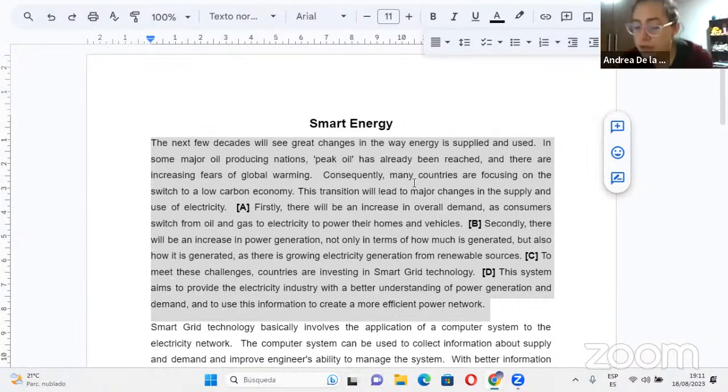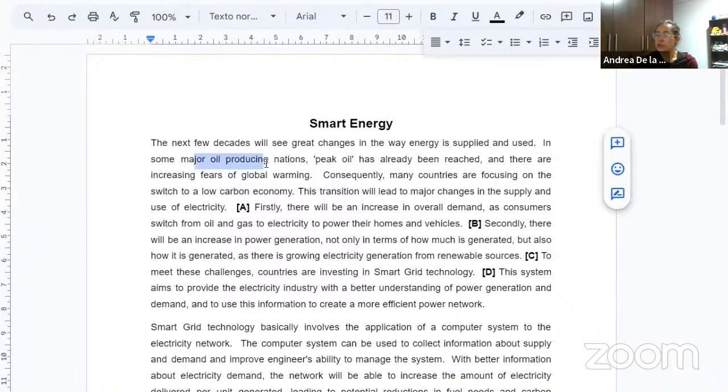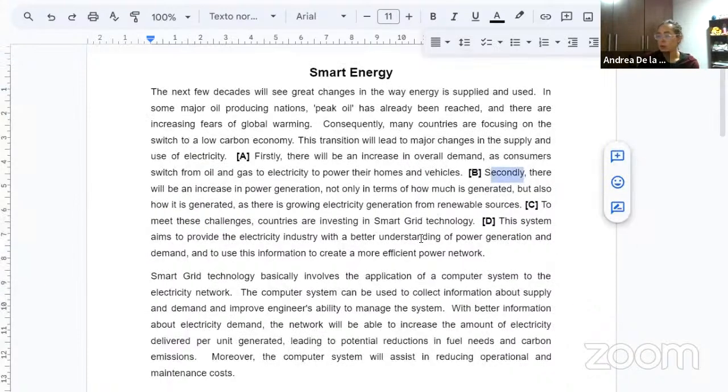Okay, guys, sorry. So as I was telling you, if you read the introduction or at least the first sentences, you know that it talks about energy supply and energy use. It says that in the next decades, there will be some changes in the way that energy supply is used. They start talking about oil producing nations and how there's going to be a switch to a low carbon economy. They talk about the changes in the supply and use of electricity, and they start listing them because you have the words firstly, secondly.